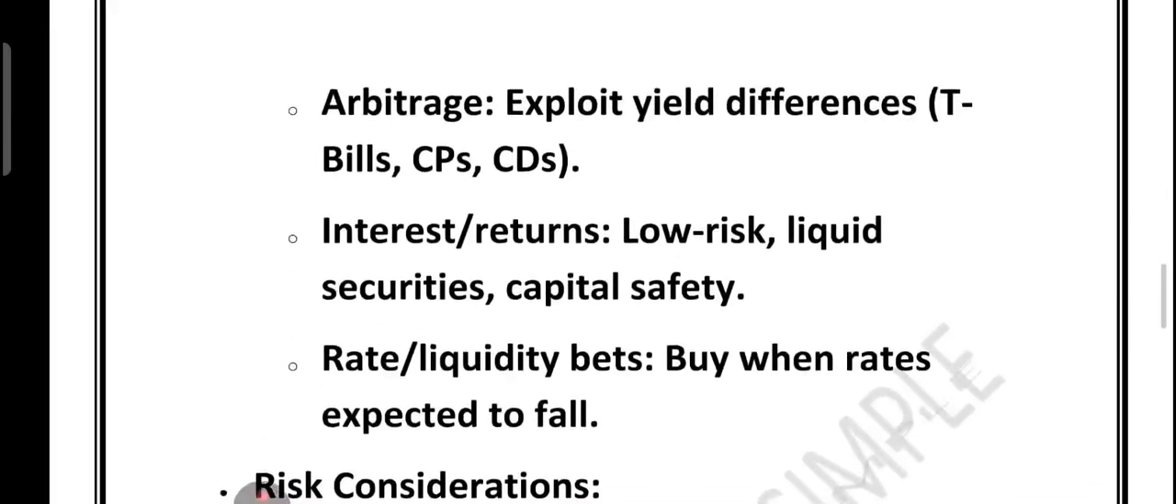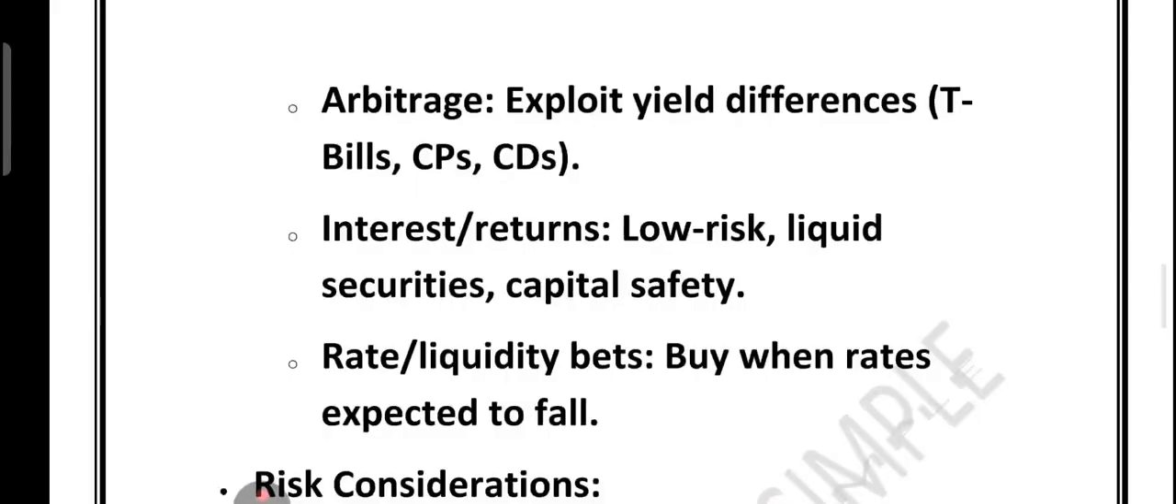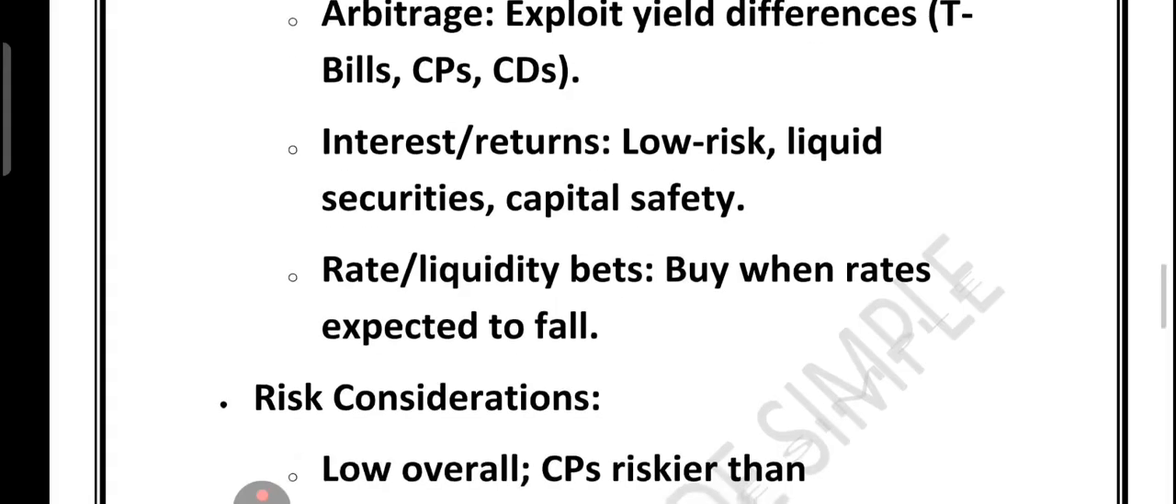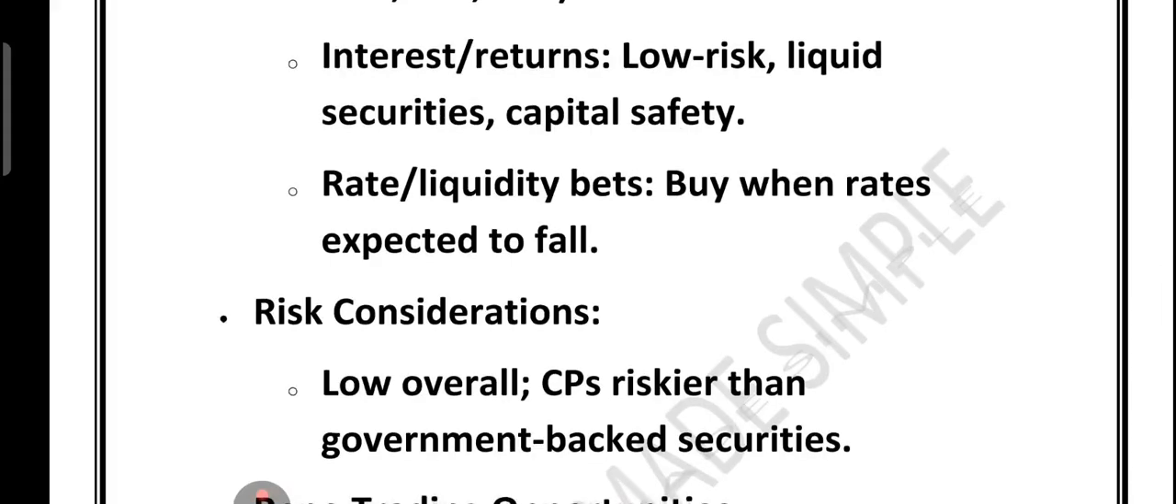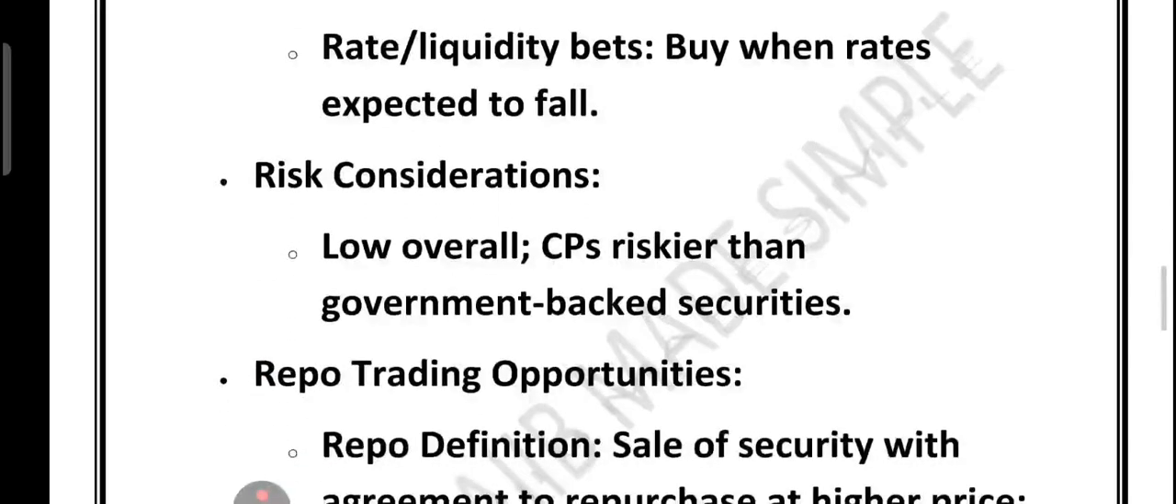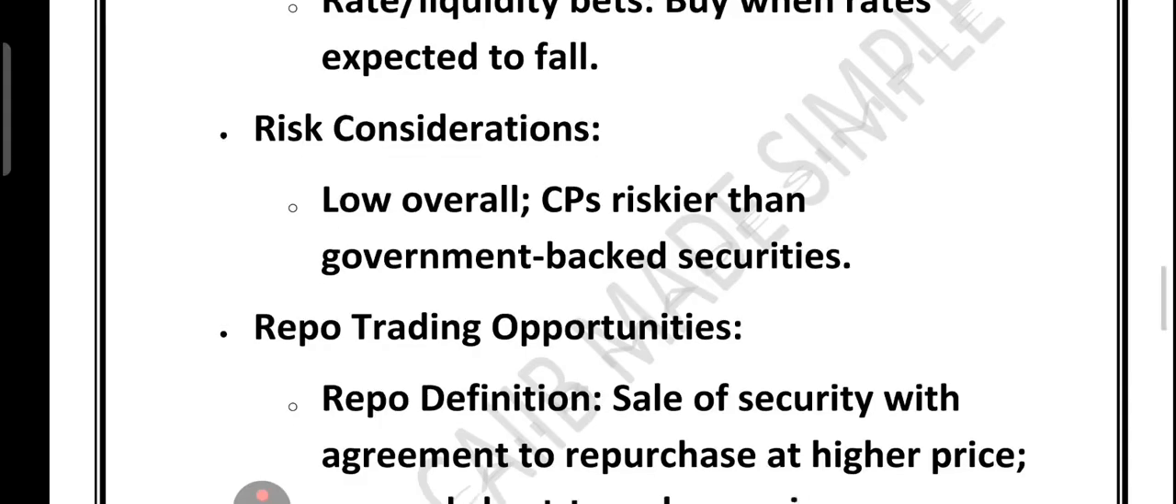Then we have the next point, called profit potential in the money market. Very important: arbitrage. What is the meaning of arbitrage? You exploit yield differences between treasury bills, commercial paper, and certificates of deposit. In terms of interest, quite safe, liquid securities offer capital protection with modest return. In rate and liquidity bets, you buy when interest rates are expected to fall to gain price appreciation. So remember the key point: money market trading can be profitable with low risk using yield difference and rate expectation.